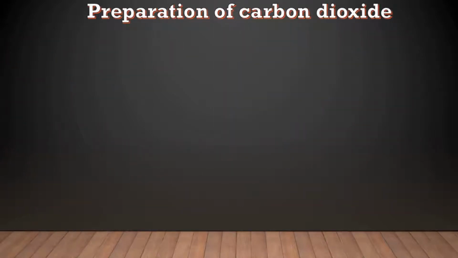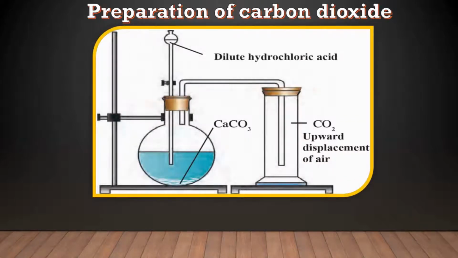Let us learn preparation of carbon dioxide in the laboratory. For this, we need a round bottom flask, a thistle funnel, a bent tube and a gas jar to collect the gas. First, we assemble the apparatus as shown here in the figure.